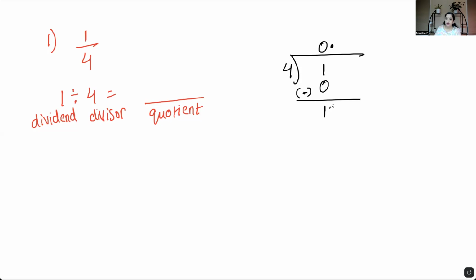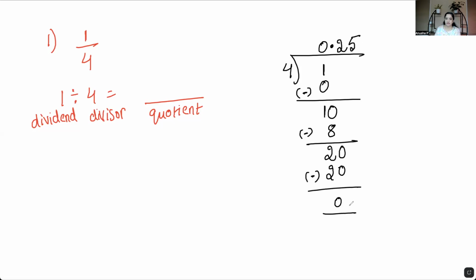Because of the decimal point, we can bring down 0. So 4 times 2 is 8. 10 minus 8 is 2. And because of the decimal point here, we can bring one more 0. So 4 times 5 is 20. 20 minus 20 is 0. So 1/4 is nothing but 0.25 when you convert the fraction to a decimal.